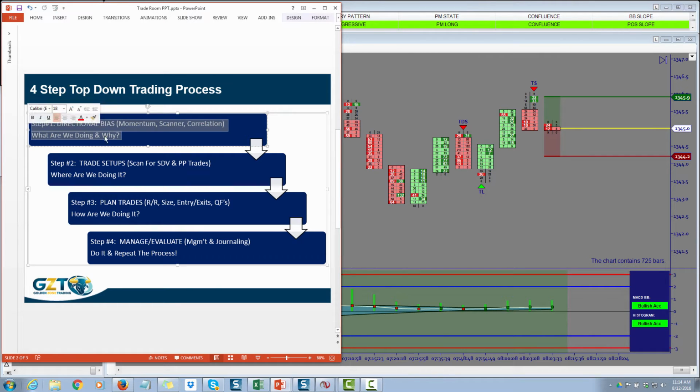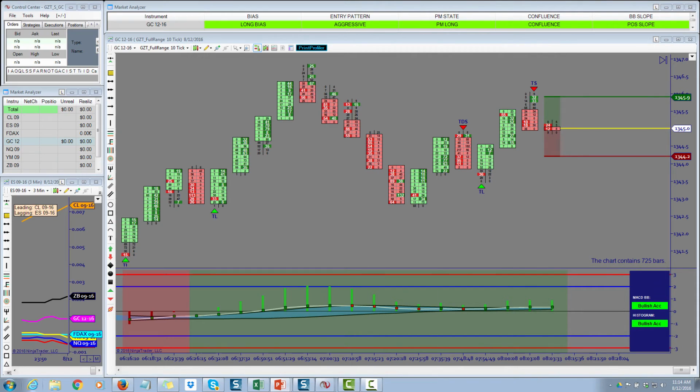So we're going to look to go long the gold market right now in this environment. And basically, if you notice, it says the scanner and correlation. One of the things we use up here is a scanner. You'll see how it says a long bias. The aggressive entry pattern means that we have all rules met to be a little bit more aggressive with entry. And then these other columns here tell us that everything else is aligning, right?